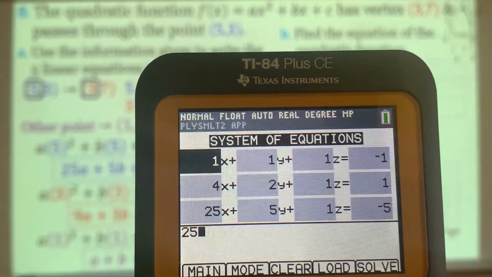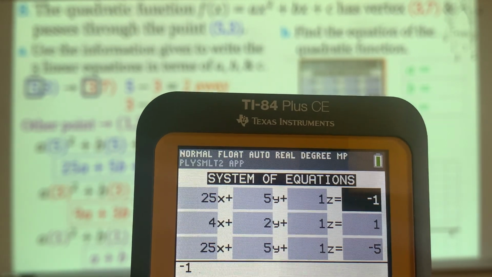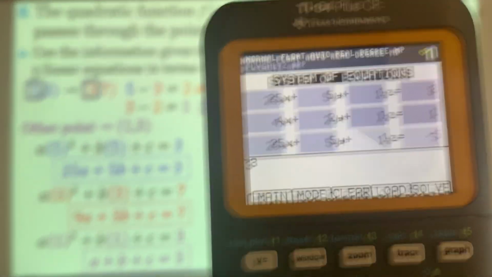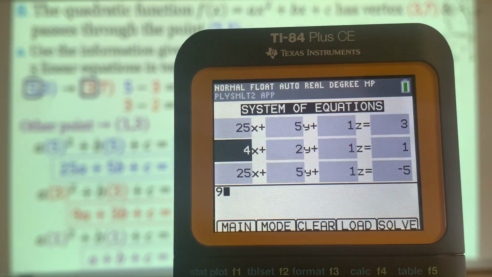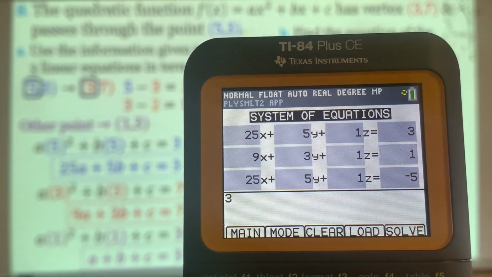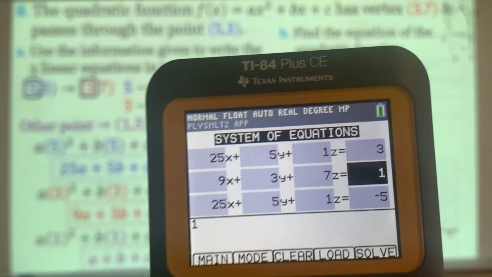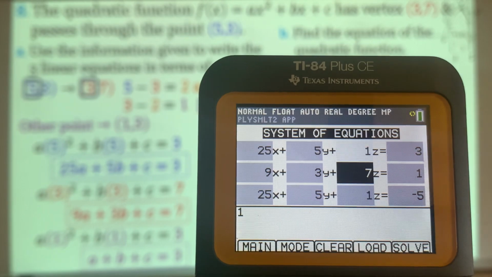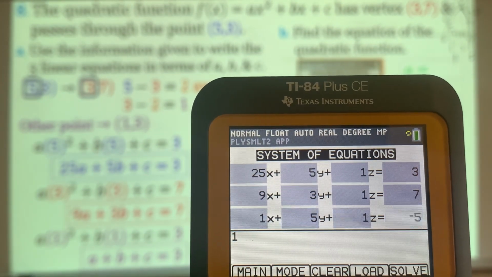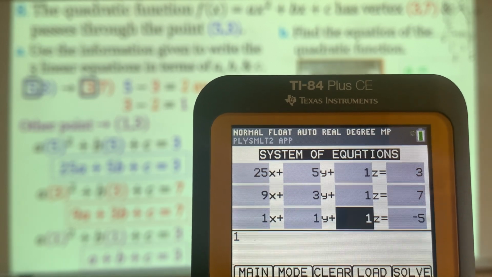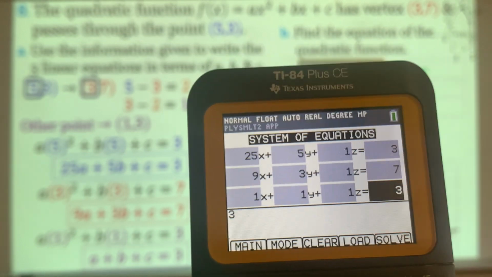I got 25, enter. I got 5. I got 1. I got 3. All right, then I got 9. I got 3. I got 7. Oops, sorry, I got 1 and 7, so I can just press back. I go 1, 7. Here I got 1, 1, 1, 3. All right, so those are my answers.